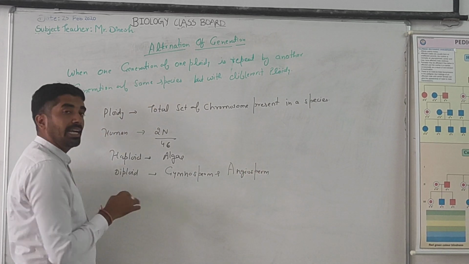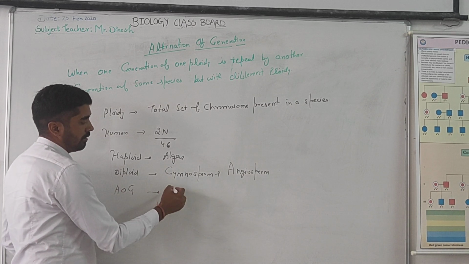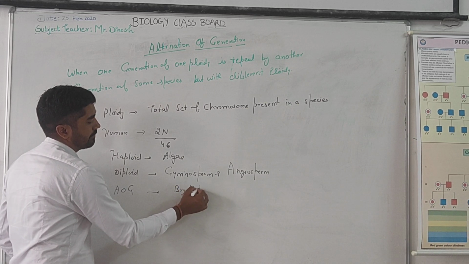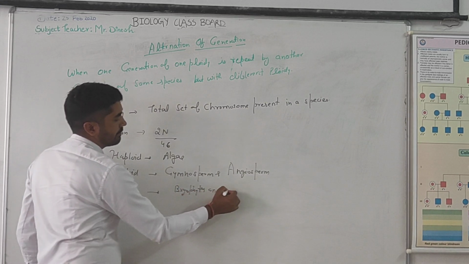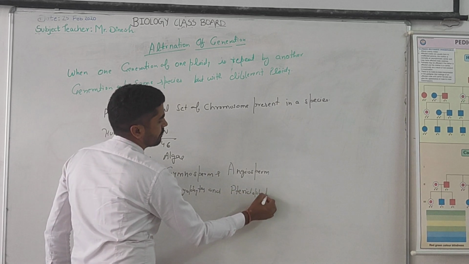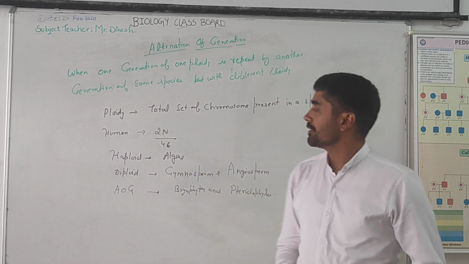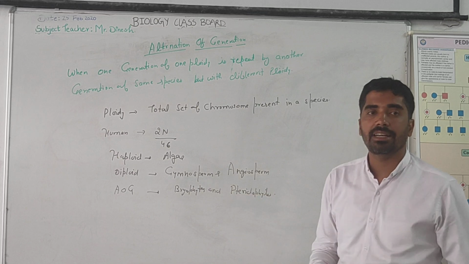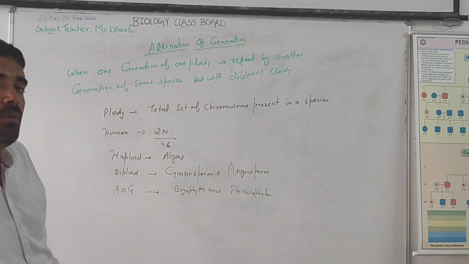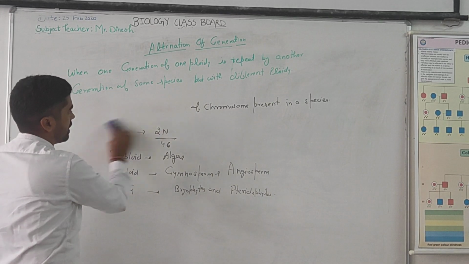Similarly, there can be alternation of generation in bryophytes and pteridophytes. So the actual alternation of generation we can see in bryophytes and pteridophytes. So let's come to one by one in each group and each type of ploidy. We will see alternation of generation in each group of the plants.